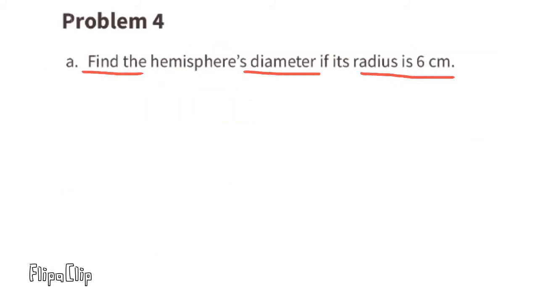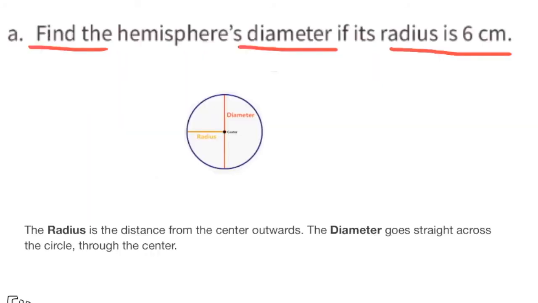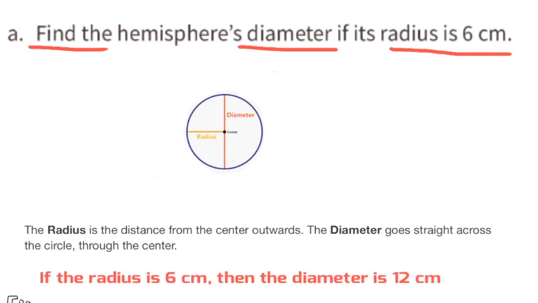Problem number 4. A. Find the hemisphere's diameter if its radius is 6 centimeters. The radius is the distance from the center outwards. The diameter goes straight across the circle through the center. If its radius is 6 centimeters, then the diameter is going to be 12 centimeters.